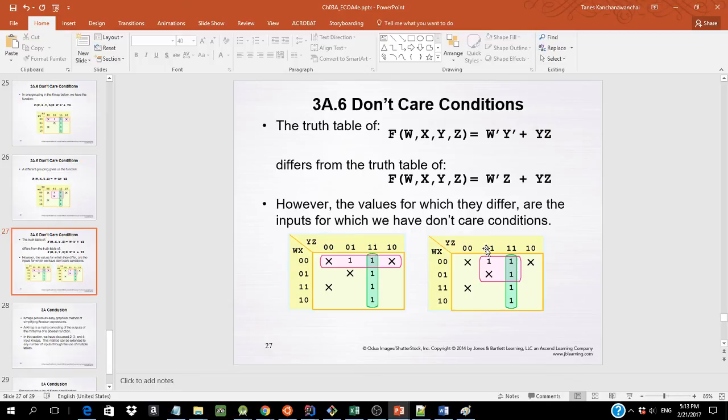Y prime. W prime Z is what? W prime is pretty much just the group with the don't care condition, right? As well as this one, right? So that's why.